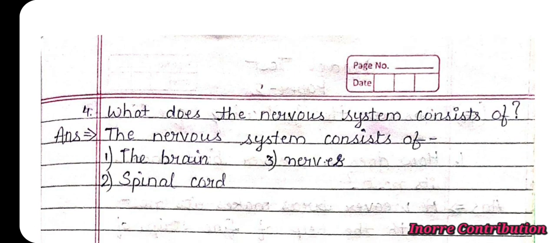Fourth question, what does the nervous system consist of? Answer, the nervous system consists of the brain, spinal cord, and nerves.